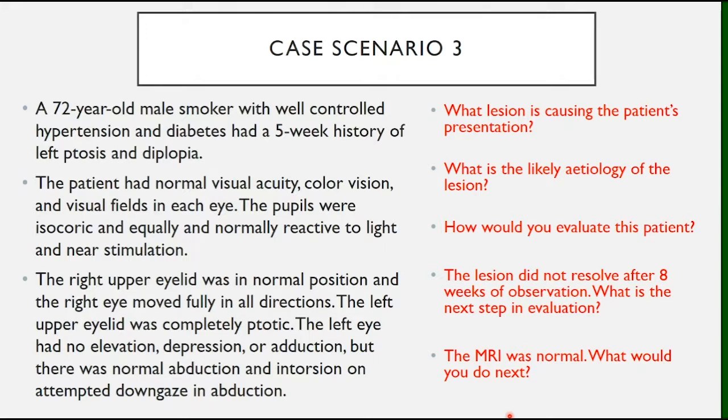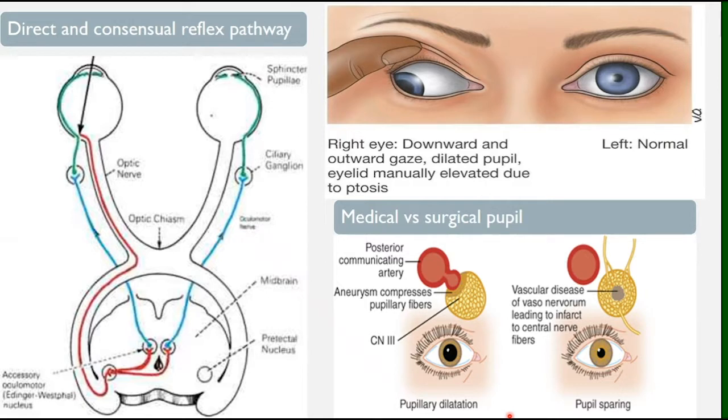Because although there is this distinction between medical and surgical pupil, it's not always true, because sometimes there are surgical causes which don't come with the pupil involved in the third nerve palsy. So you need to give it time. If it doesn't resolve, then you need to look for a surgical cause for this palsy, because usually most of the medical palsy resolves within a few months.